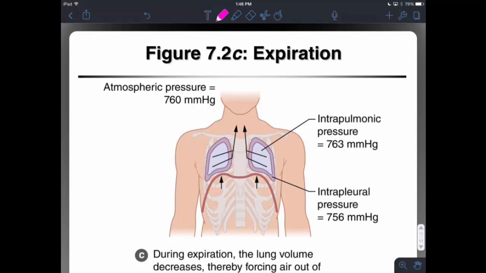So basically in expiration, the diaphragm went up, shrinking the height of the lungs. The external intercostals relaxed, which means that the rib cage dropped, shrinking the size of the lungs from the front to the back of the chest. So as we got a decrease in volume, the pressure inside the lungs increased.